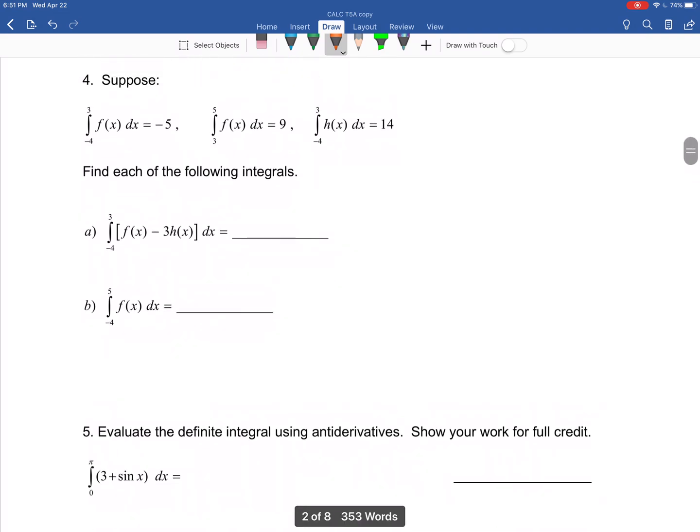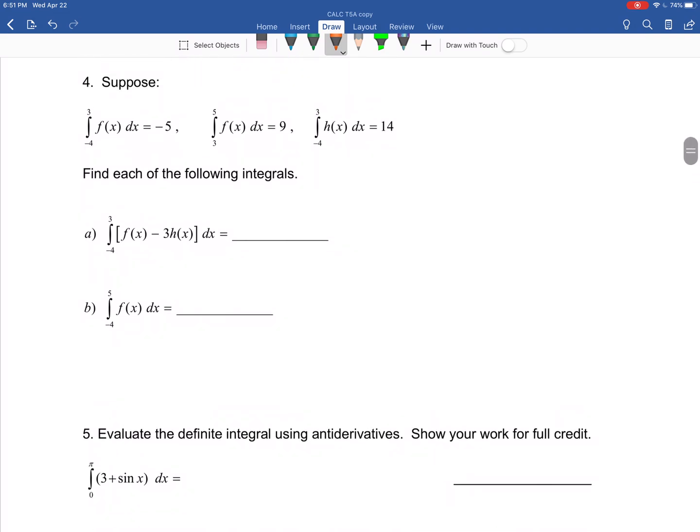Number 4 here. Look at the 3 things that they give us. They give us 3 different integrals. The first 2 are f of x. The last one is h of x. Take a look at their limits, and remember, these just represent areas. So how about this first one? It says -4 to 3, f of x minus 3 times h of x.